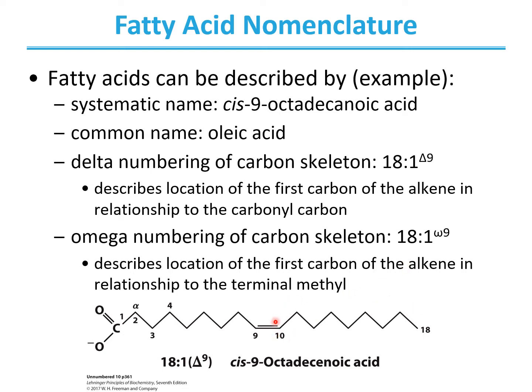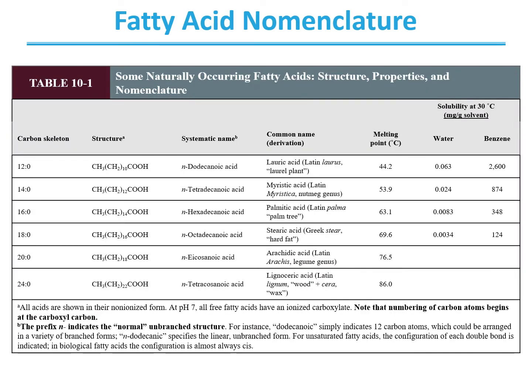This is an important way of numbering because of certain long polyunsaturated fatty acids that have important properties for our health, such as omega-3 versus omega-6. Here is a table of some commonly occurring fatty acids. These are all saturated fatty acids. You can see that there are zero double bonds here. All of them are saturated.